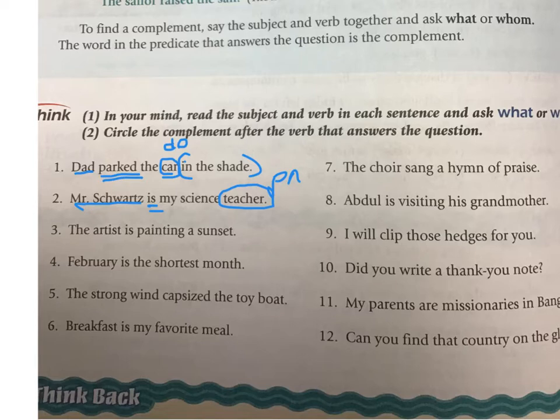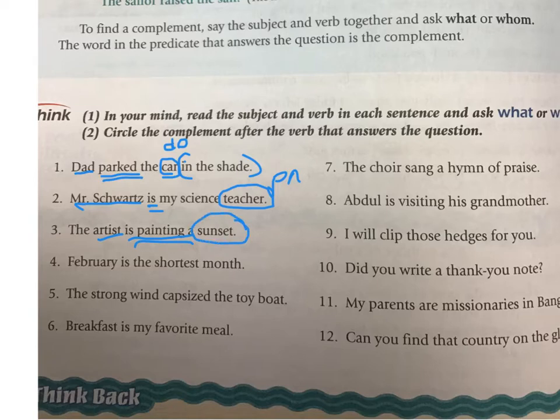All right, let's look at number 3 here. The artist is painting a sunset. Now raise your hand if you can tell me where the verb's at. Okay, Noah. Is painting, right? So we're going to underline is painting. Who or what is painting? Artist. Yes, artist is our subject. Artist is painting what? Lexi? Sunset, right. So we're going to circle sunset.